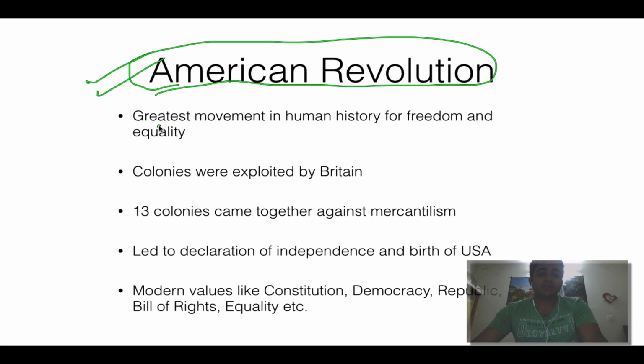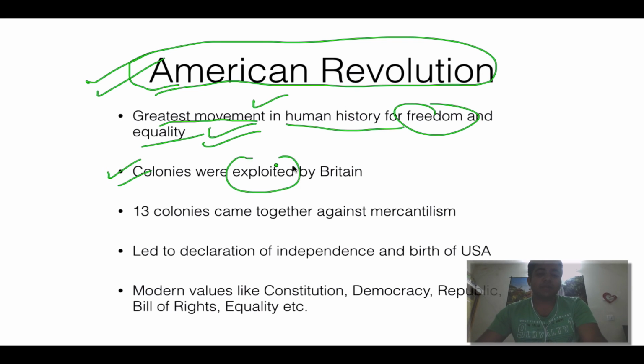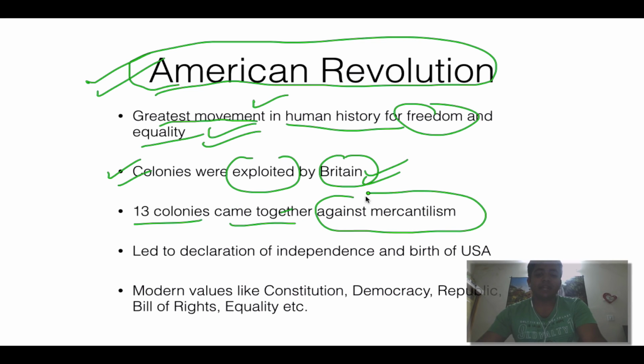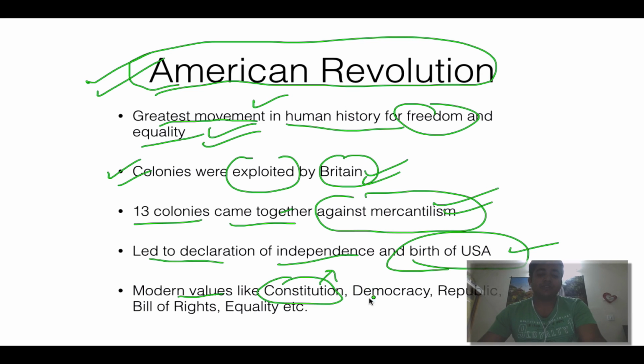So here we start. It was literally the greatest movement ever in human history for freedom and equality. First time ever it happened that a colony revolted against their masters on such a grand scale. The colonies were exploited by Britain for their own gain, the theory of mercantilism, that for the mother country the colony should be exploited. So the 13 colonies came together against mercantilism, and that led to the American War of Independence, the Declaration of Independence and the birth of the United States, and modern values like a man-made constitution, then democracy.